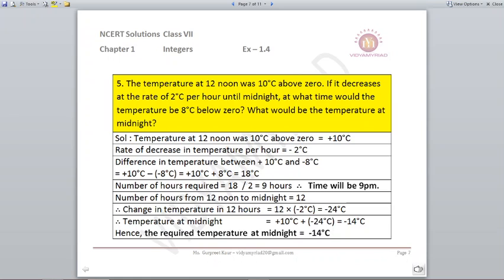Now they are asking us what the temperature will be at midnight. So what is the difference in time? 12 hours. And every hour it is reducing by 2 degrees Celsius. So how many degrees should it reduce? Minus 24. How much was it already? 10 degrees. So 10 minus 24, at midnight the temperature will be minus 14 degrees Celsius.